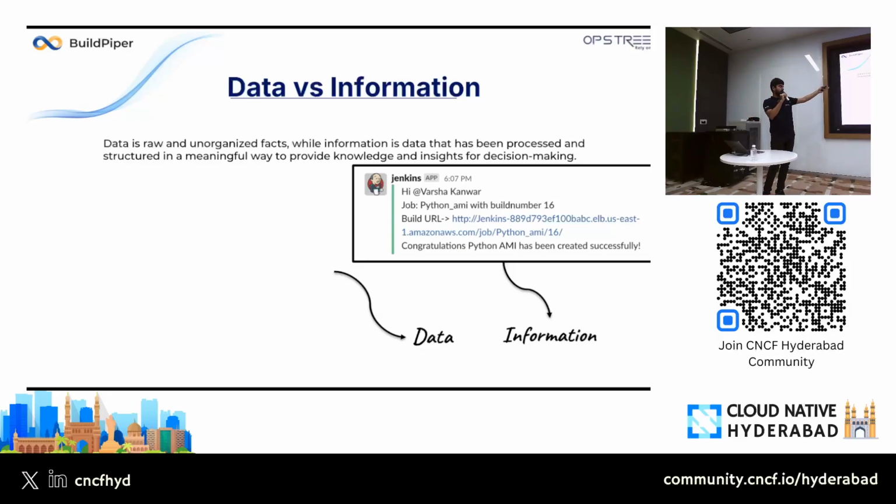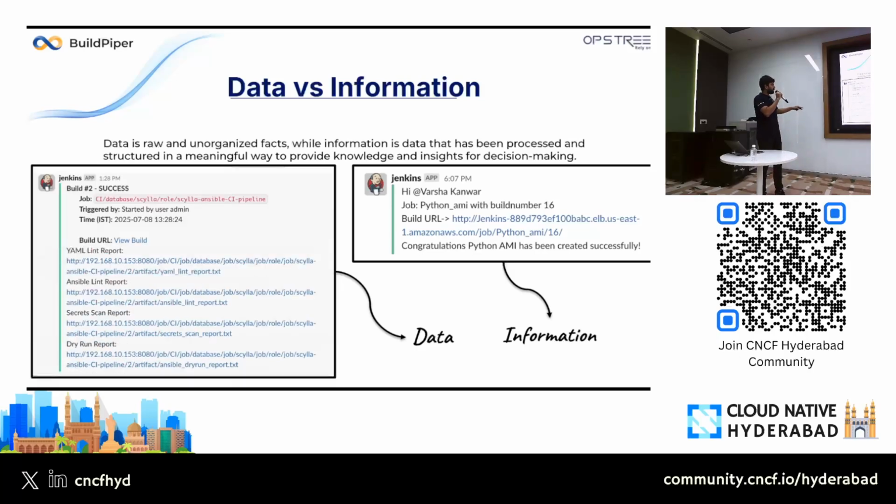Here, you can see a screen grab of a Slack notification, where it just says that your build number is so and so and it has run successfully. But at the same time, if you look at this one, it is a bit more extensive. You will have all the links to the different reports that have run or the different scans that have run. This is a bit of the data part.